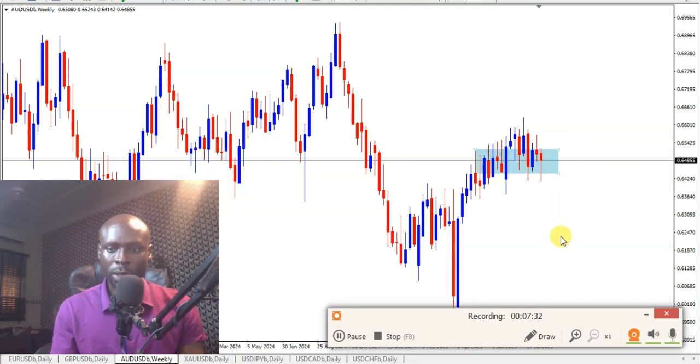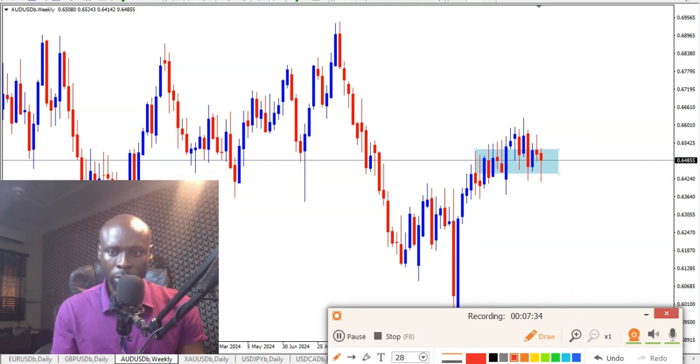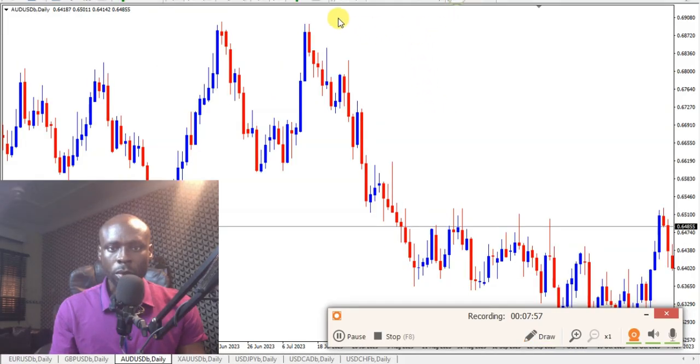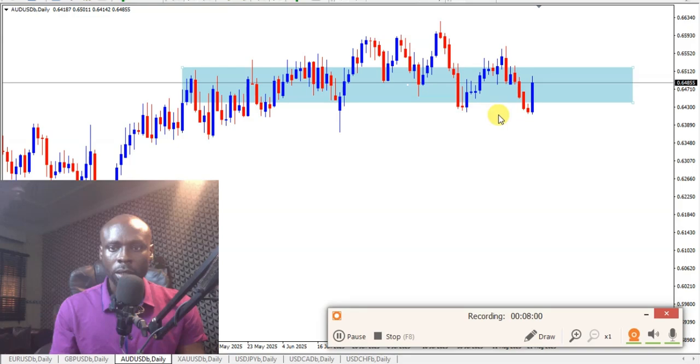Before we can look out for any buying opportunity on Australia USD, we must see price break out of this level. Once price breaks out of this zone, then we can wait for a test, then we'll start looking for buying opportunity for the Australia USD. For now, price is still on this resistance zone, so we will wait for more selling opportunity for the Australia USD. So let's go back to our daily chart. On the daily chart, we have to wait for any possible selling opportunity for Australia USD this coming week.